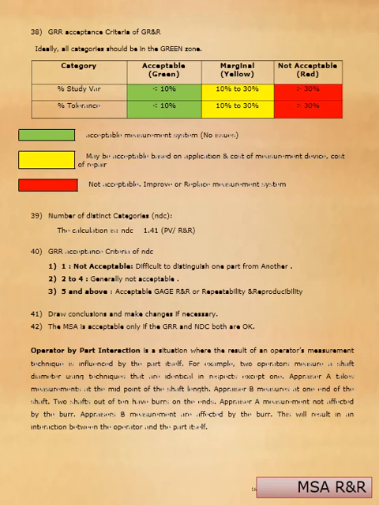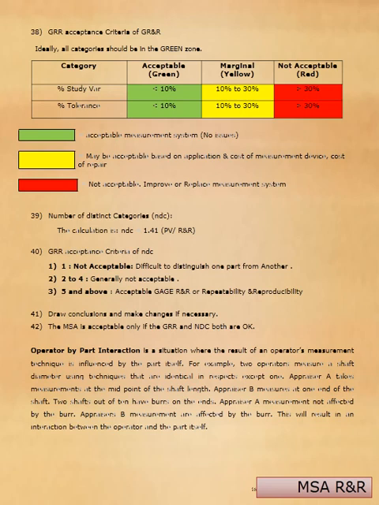Now we can see the GRR acceptance criteria. Ideally, all categories should be in the green zone. Category study variations: acceptable if less than 10%, marginal from 10% to 30%, and not acceptable if greater than 30%. Similarly for percentage tolerance also.